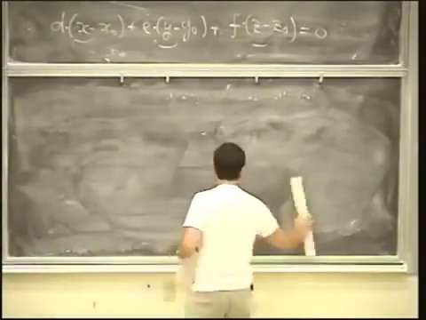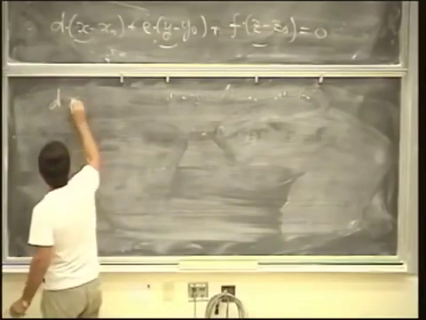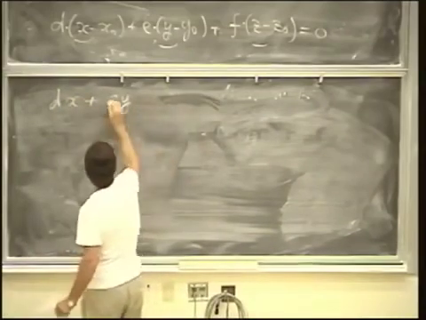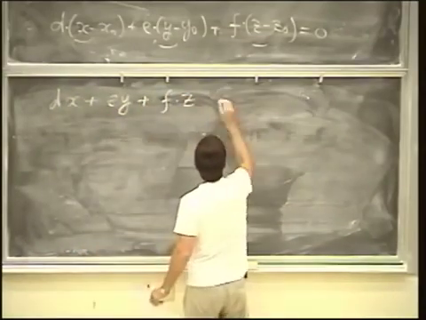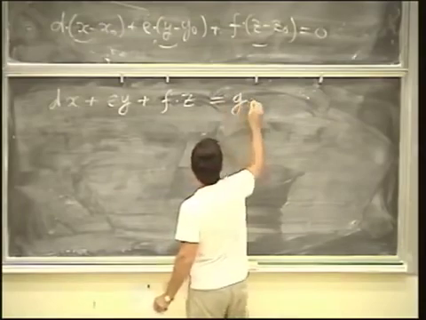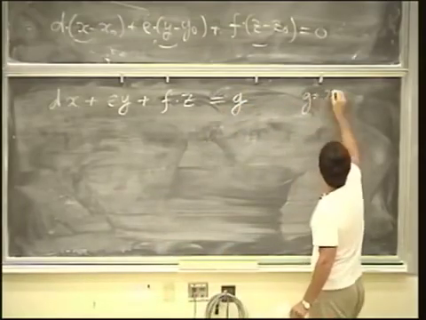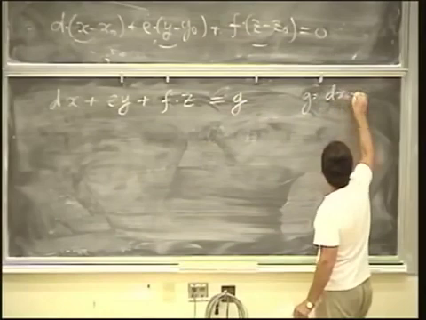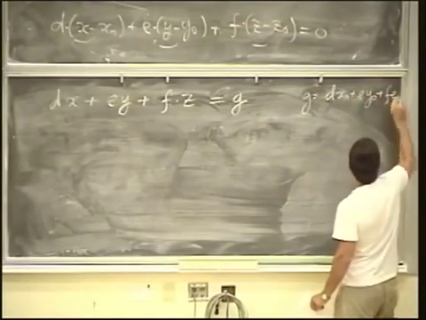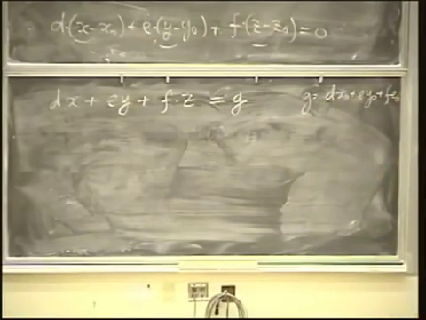So what you can do is isolate the terms with x, y, and z, so you will get dx plus ey plus fz equals g, where g is dx0 plus ey0 plus fz0. Right? So this is a particular number.